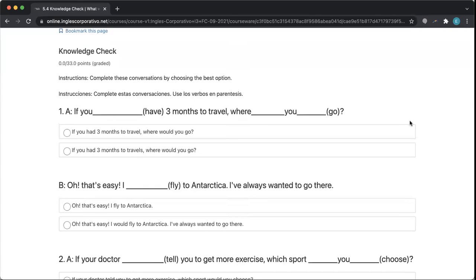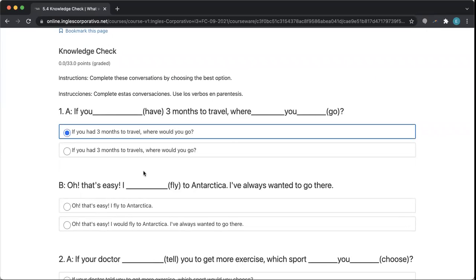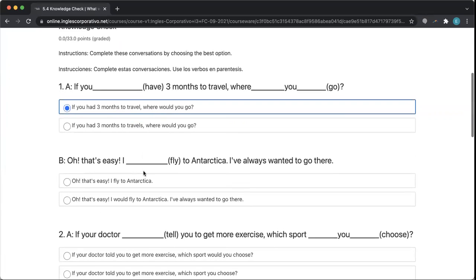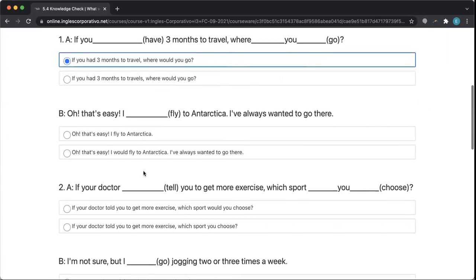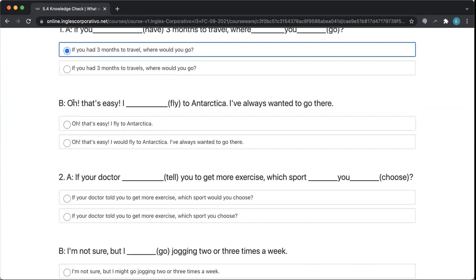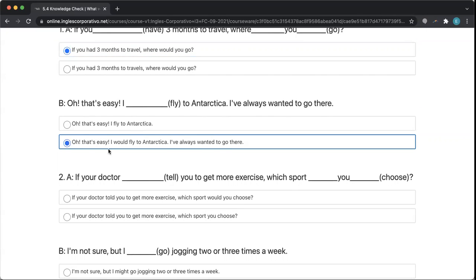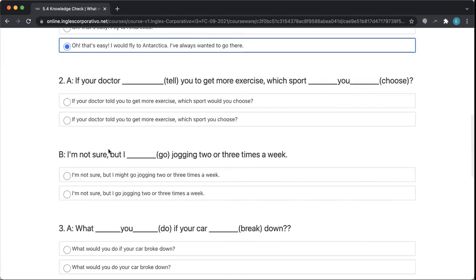If you have 3 months to travel, where would you go? It's the first one. If you had. Good. Let's go with number one, letter B. It's the second option. Oh, that's easy. I could fly to Antarctica. I've always wanted to go there. Okay, good.